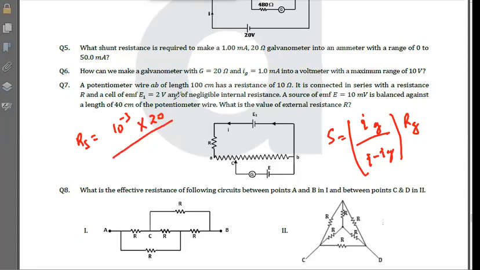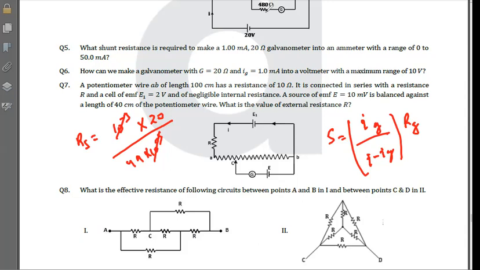So 50 minus 1 कितना होता है? 50 minus 1 is 49 into 10 to the minus 3. So shunt resistance is 20 by 49. Clear हो गया? I guess this is clear. Shunt is 20 by 49.